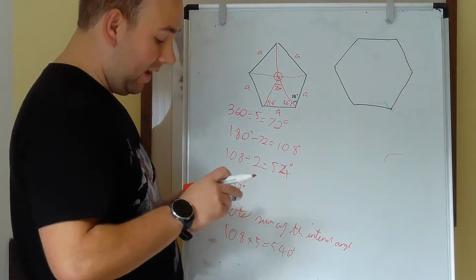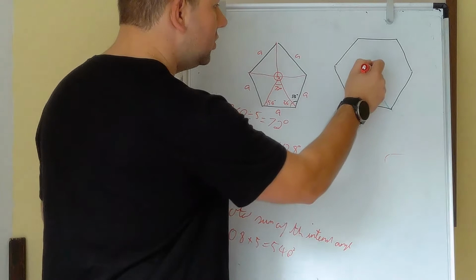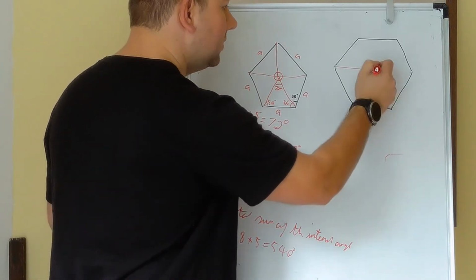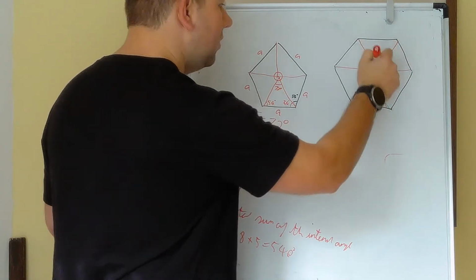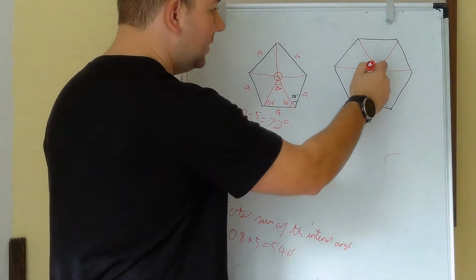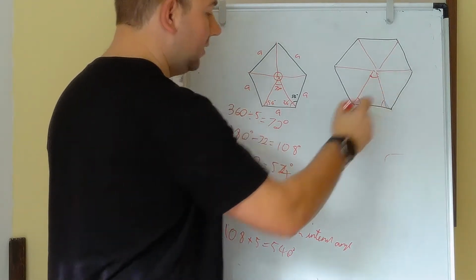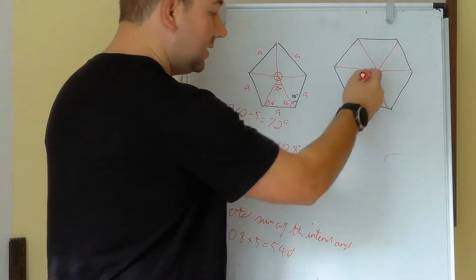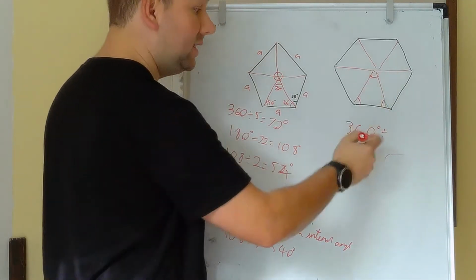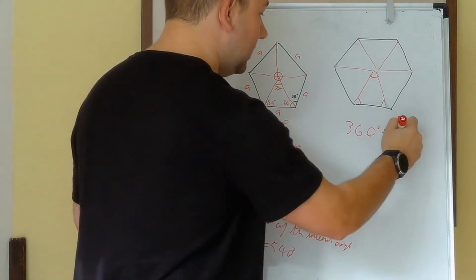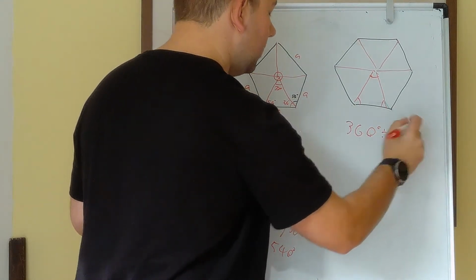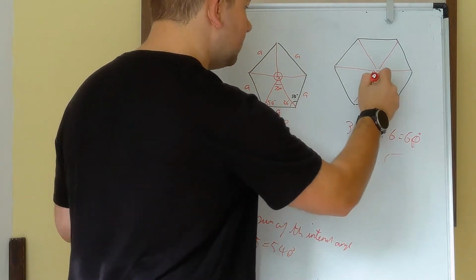If we do the same with a hexagon now, and we divide this into equal triangles, we are going to end up with 6 of them. So we can do exactly the same process to find out what this angle is and what these two angles are. So let's start off with 360 divided by 6 this time, because we've divided it into 6 triangles. That will give 60 degrees.